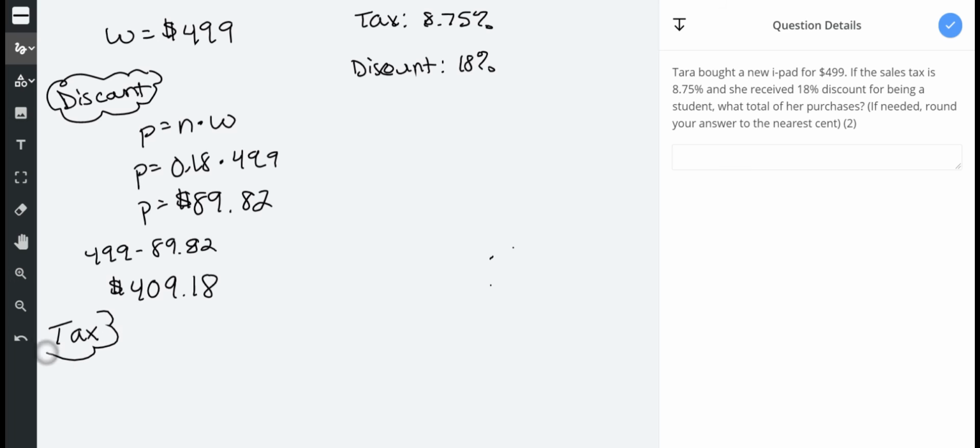This is where we add the tax. So part equals percent times whole. We got to find what the tax is. 0.0875 times 409.18.